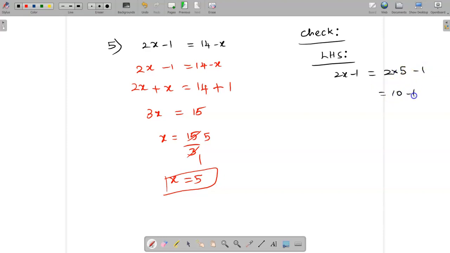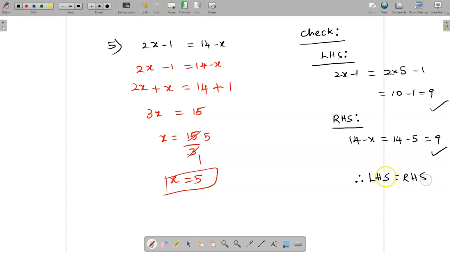So 10 minus 1, which is nothing but 9. And then take your right hand side. So right hand side is 14 minus x. So 14 minus 5, again 14 minus 5 is nothing but 9. So both your left hand side and right hand side are equal. Therefore, LHS is equal to RHS. Hence, the given problem is verified.